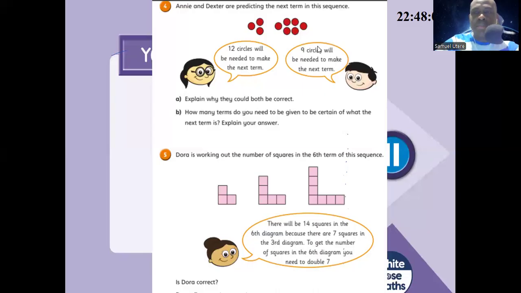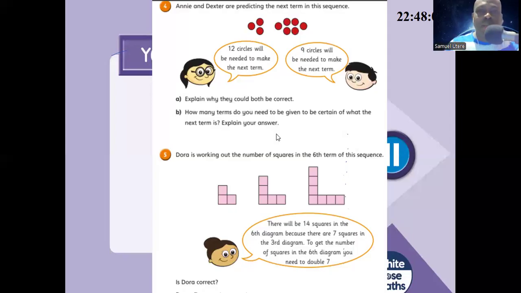Okay, now the first question, question 4. You're being asked, Annie and Dexter are predicting the next term in this sequence. So you can see here we have 3 circles, here we have 6 circles. So Annie says 12 circles will be needed to make the next term. And then Dexter said 9 circles will be needed to make the next term. So explain why they could both be correct.